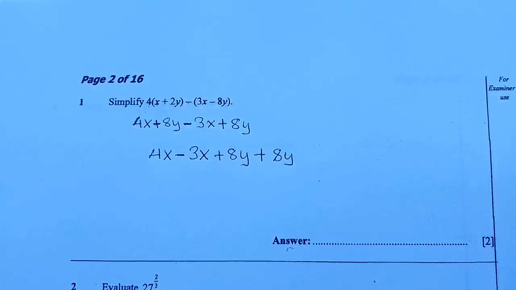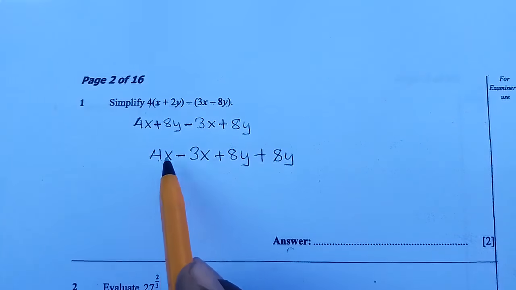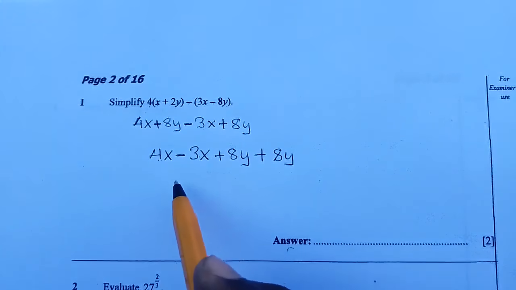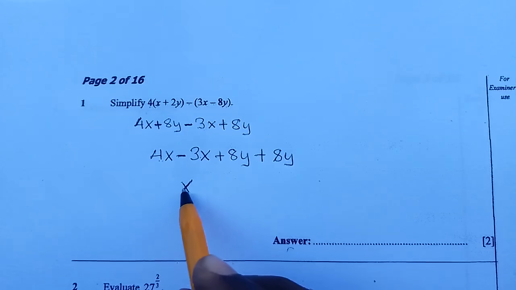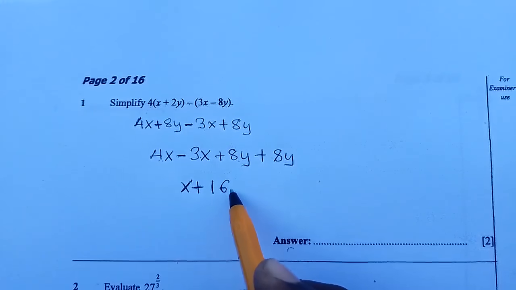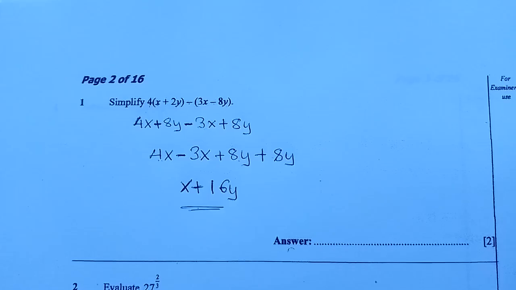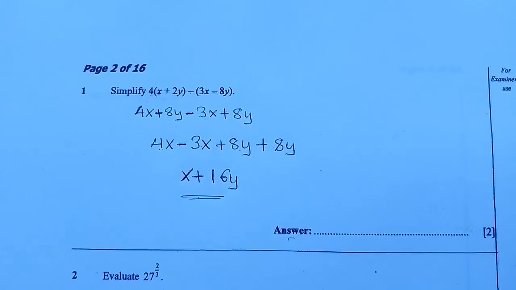So after grouping the like terms together, then we simplify. What is 4x minus 3x? This is the same as 4 minus 3, which is 1. We can't say 1x, we just say x, then plus. What is 8 plus 8? 16, so just say 16y. This is your answer. That's how you need to work out that one. It is just as simple as that. Then we move to the other question.